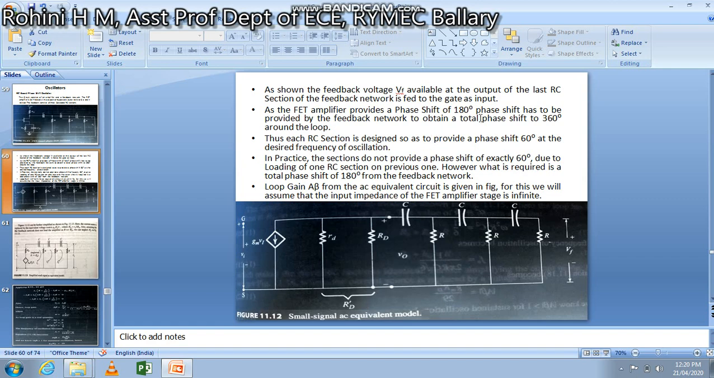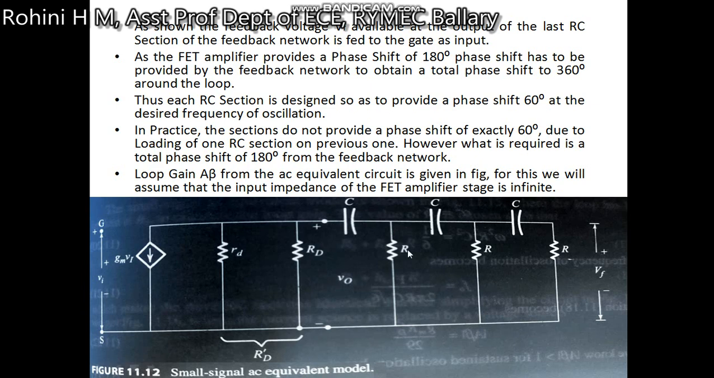So a total phase shift of 180 degrees is required from the feedback circuit. Each RC section is designed to provide a phase shift of 60, so 60 plus 60 plus 60, total 180. But in practice, the sections do not provide a phase shift of exactly 60 degrees. However, they are able to give a total phase shift of 180 degrees, which is required from the feedback network.